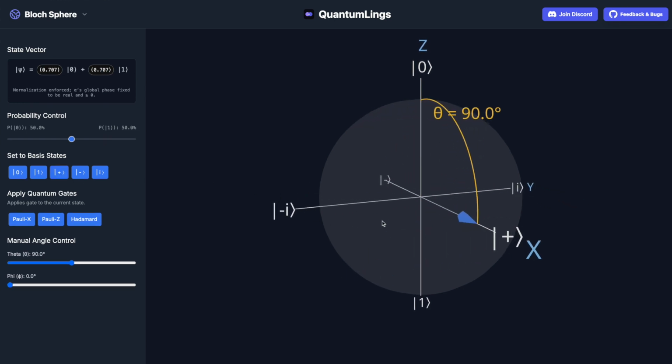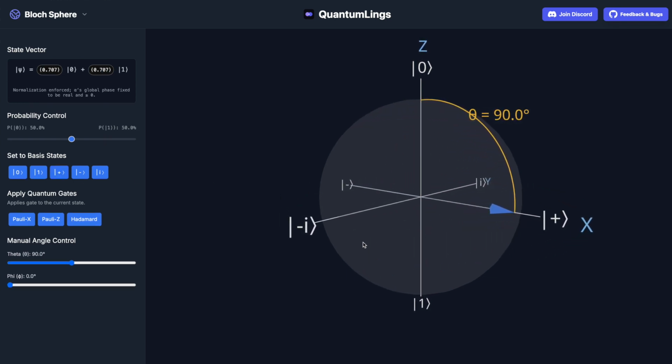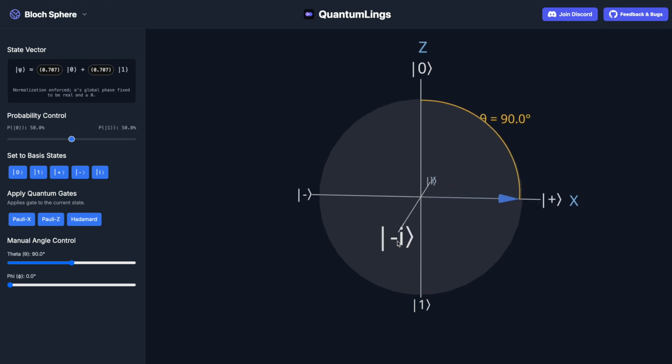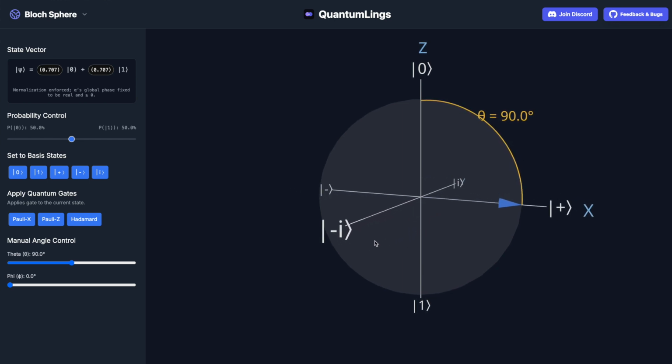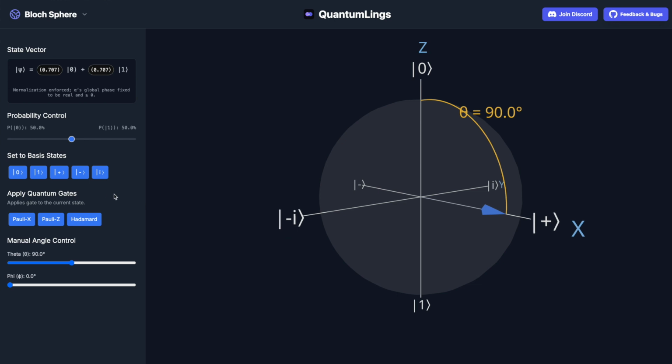Now, what happens if we move it right to the middle? This is called perfect superposition. And as you can see here, our probability bar shows a perfect 50-50 chance of being 0 or 1.